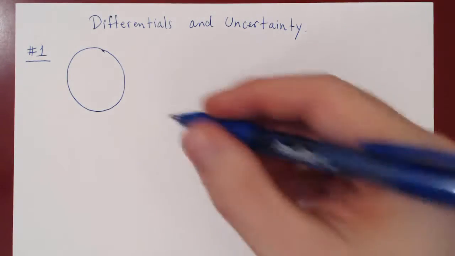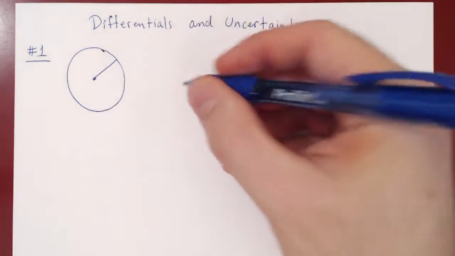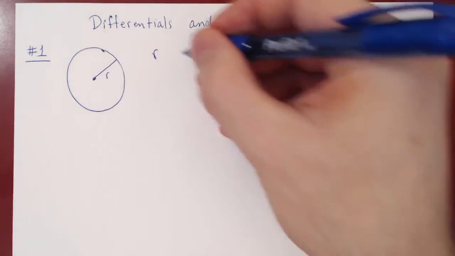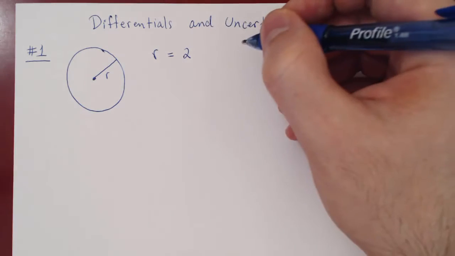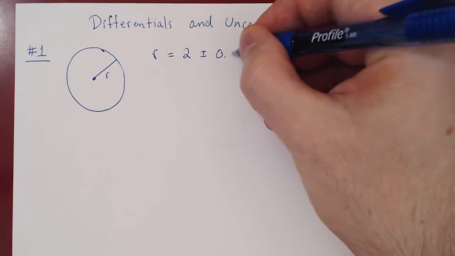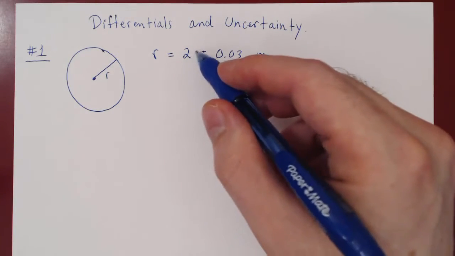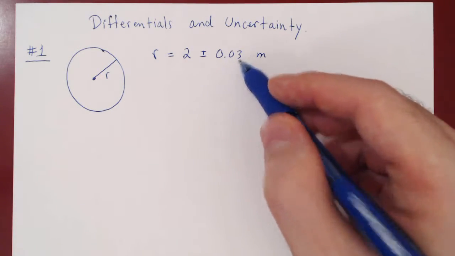And suppose that we have measured the radius of the circle with uncertainty. Suppose that we have r, the radius, and we found a radius of, say, 2 meters plus or minus 0.03 meters. So we have now the length of the radius, 2 meters, with uncertainty, 0.03 meters.